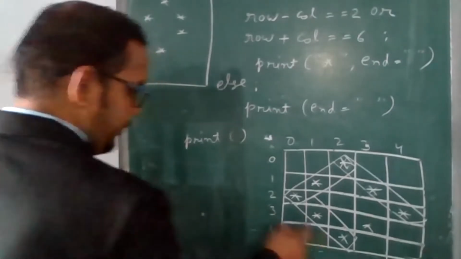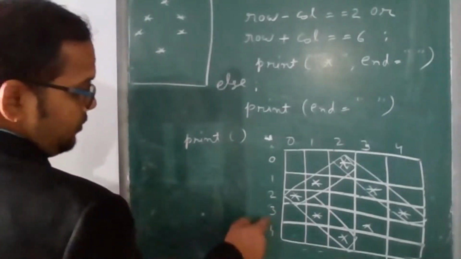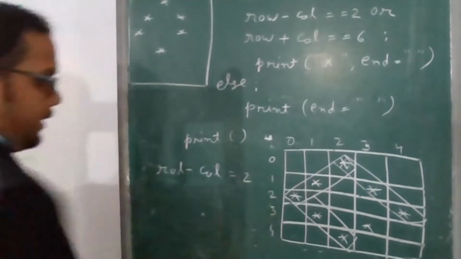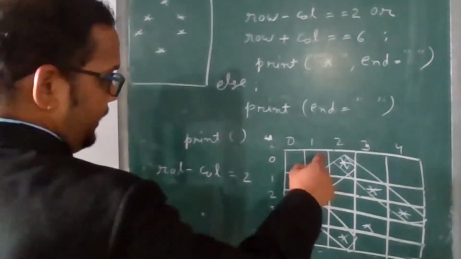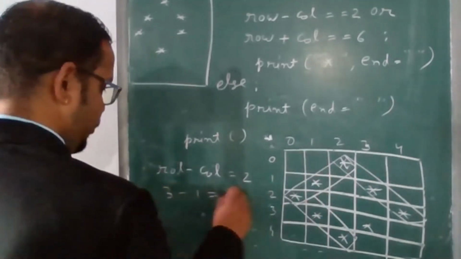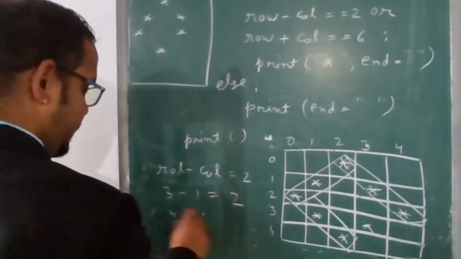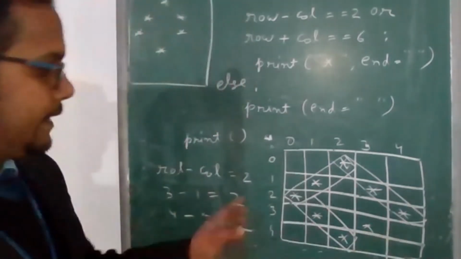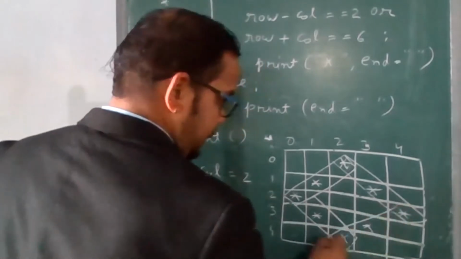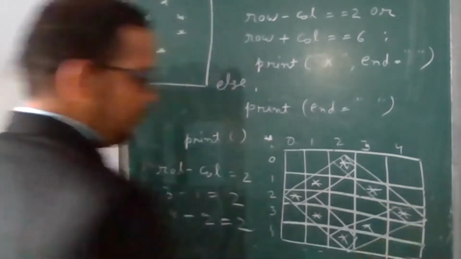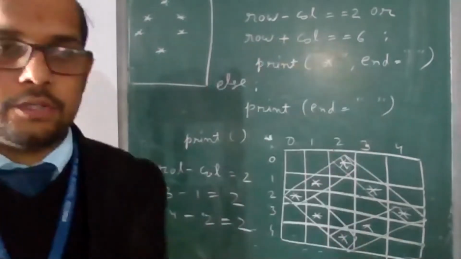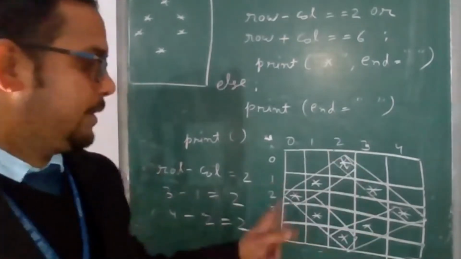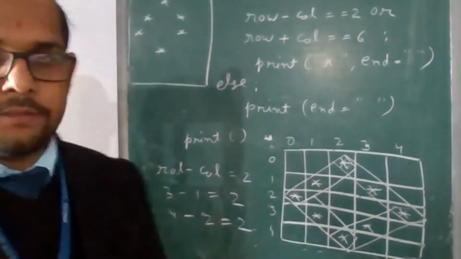So for the next one, for this one star, you have to write row minus col equals 2. Now the value of row is 3 and column is 1. 3 minus 1, that is 2. Similarly, the last one, 4 minus 2, that is 2. So according to this, it will print this type of stars. And next, this side star you have to print by the logic of row plus col equals 6. It means the value of row is 3 and column is also 3. So 3 plus 3, that is 6. So in this manner, it will display your answer.